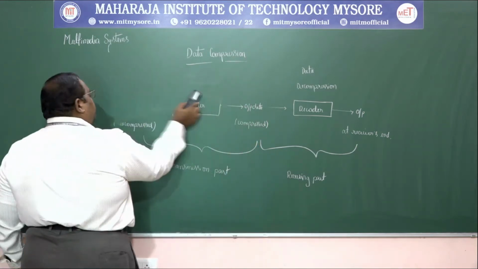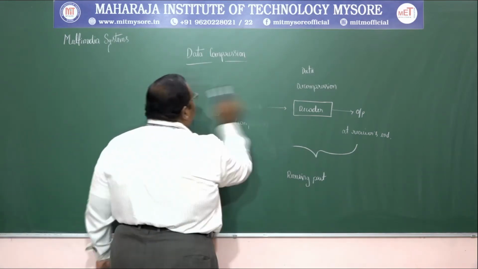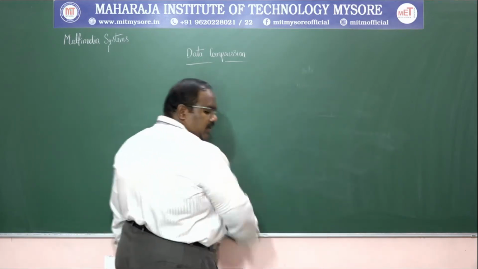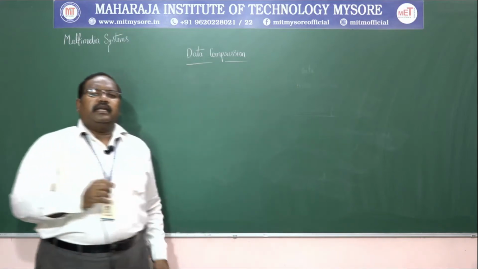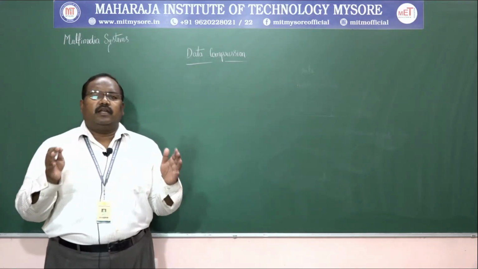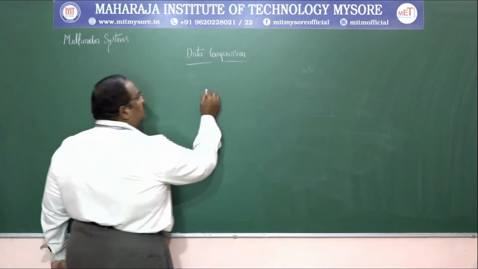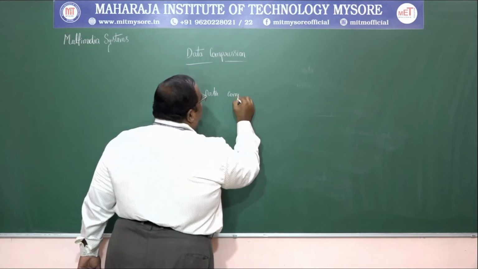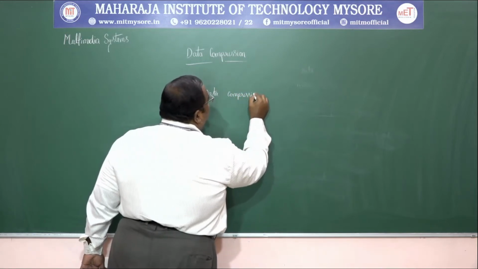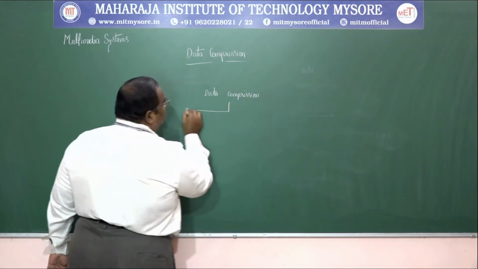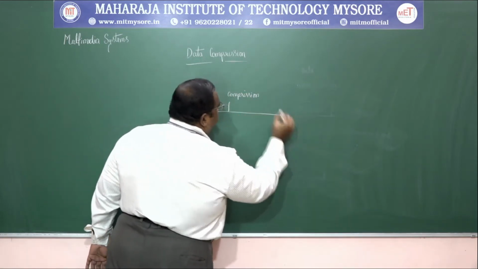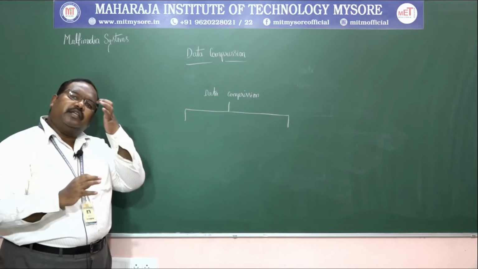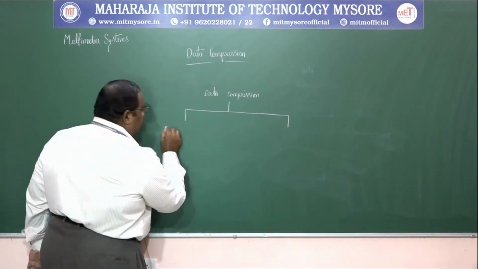Now, data compression is broadly classified into two types. The first type of compression or coding technique is called entropy coding.